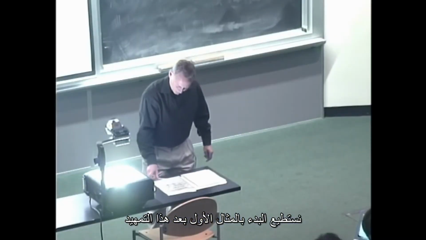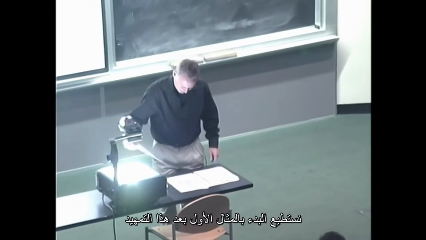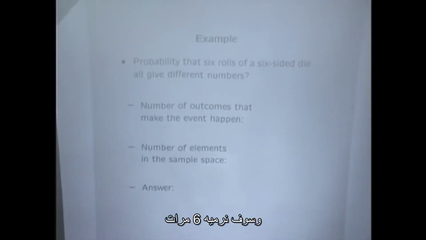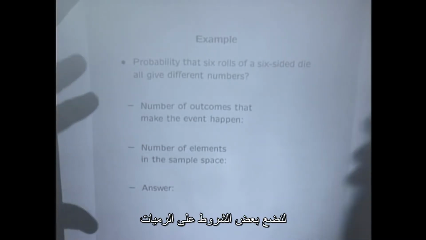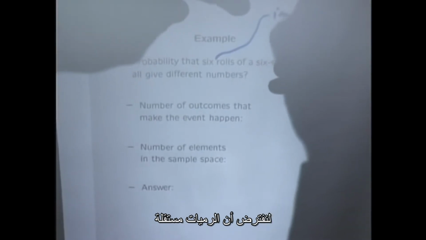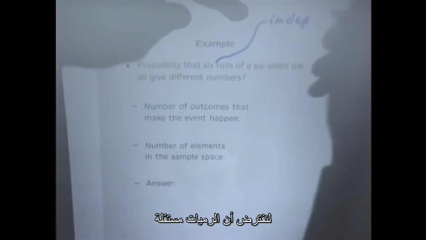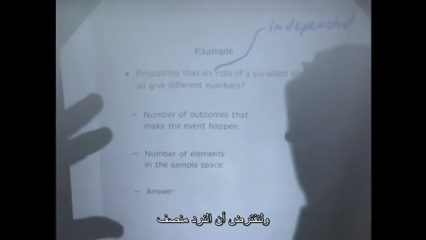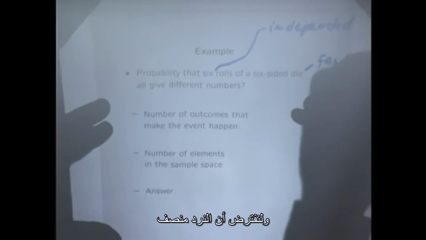Okay, so having gone so far, we can do our first example now. So we are given a die, and we're going to roll it 6 times. Okay, let's make some assumptions about the rolls. Let's assume that the rolls are independent, and that the die is also fair.